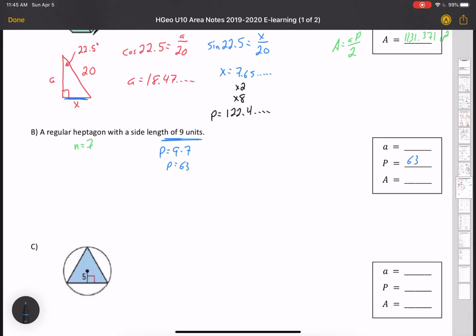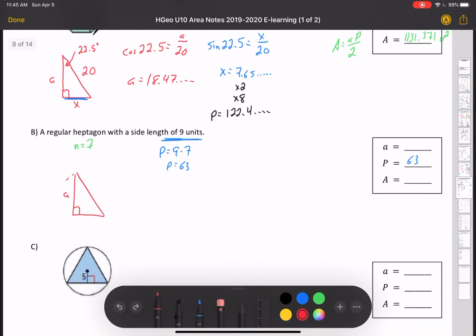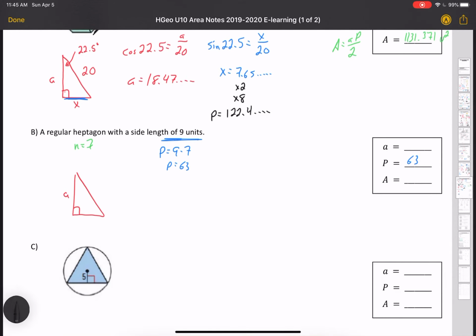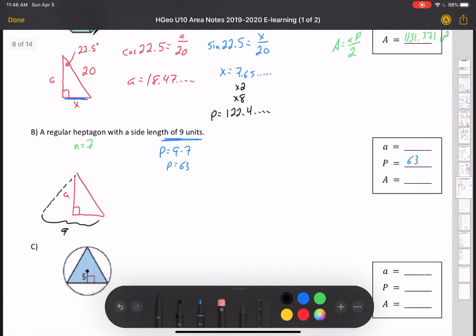Okay, but now we do need to set up a right triangle in order to solve for the apothem. The apothem is always going to be the height. Okay, we know that the side length was 9. Now it's important to remember the side length is the entire isosceles triangle. That's the base for the entire isosceles triangle. We don't want that. We want it just for the right triangle.